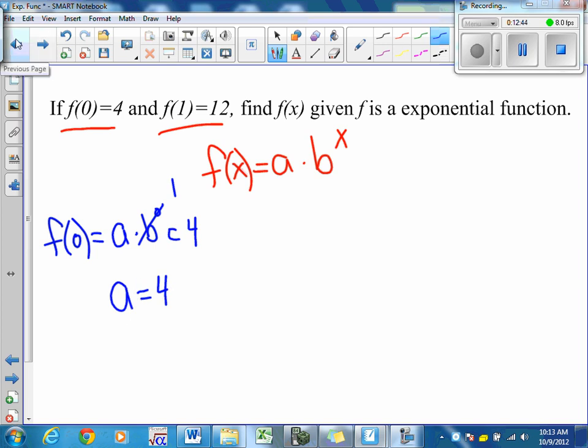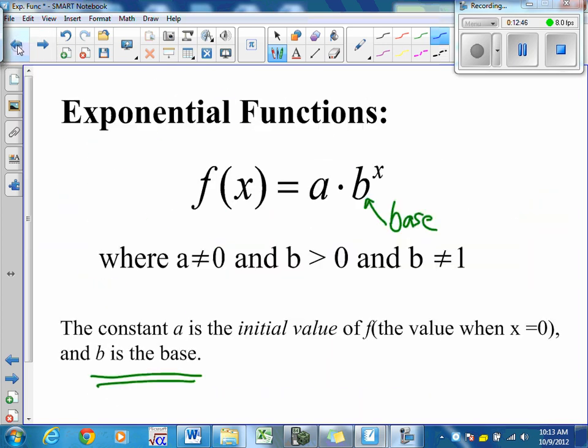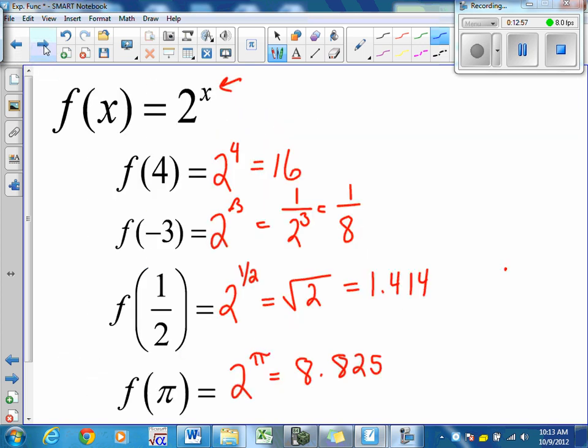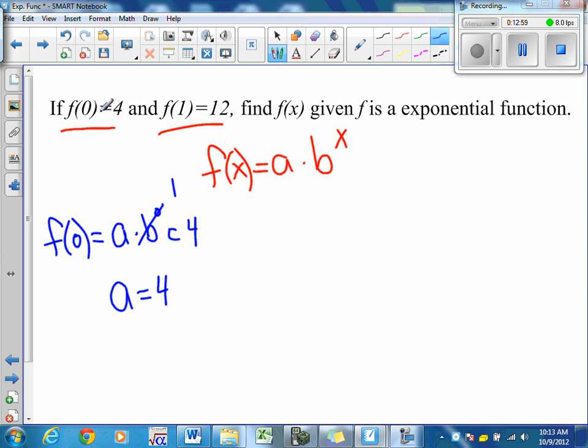That is why, back here, they said a is the initial value. The value when x is 0. Because anything to the 0 goes away, so a is just your initial value. A is the value when x is 0.